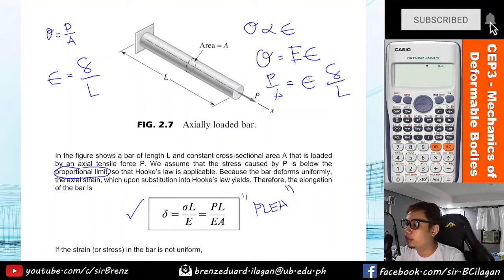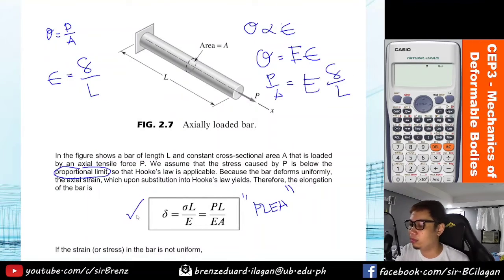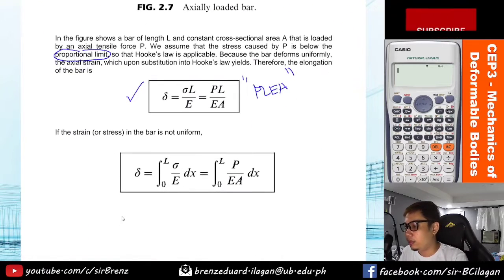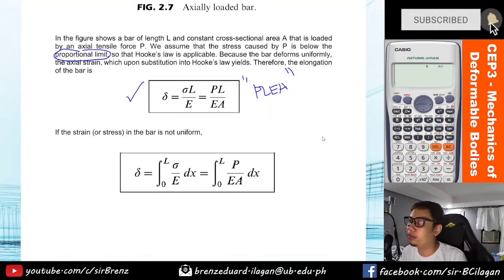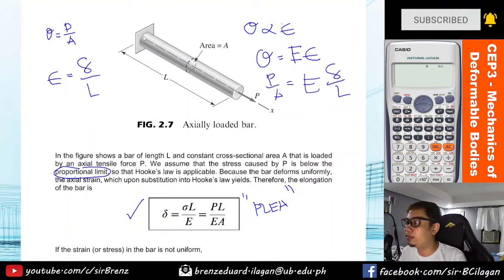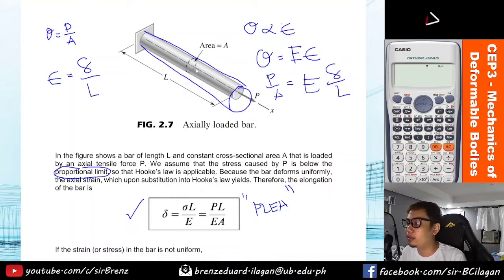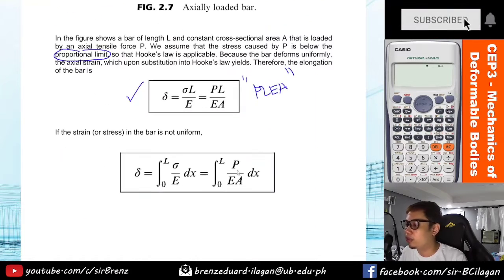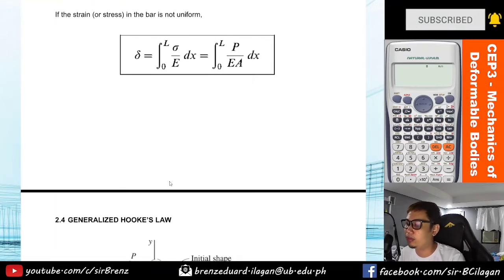So pag nire-arrange mo yan, ito yung mabubuo natin. Ito ay E, yung Young's modulus. So paikot-ikutin mo lang, ito yung mabubuo. So again, ito yung formula. So if the stress in the bar is not uniform, may example rin ako nito. Magkaiba yung cross-sectional area niya habang lumalayo do'n sa specimen mo, papasukan mo siya ng integral. So ayan naman, may formula rin na binigay. So salpak mo lang, makukuha mo naman yung sagot.